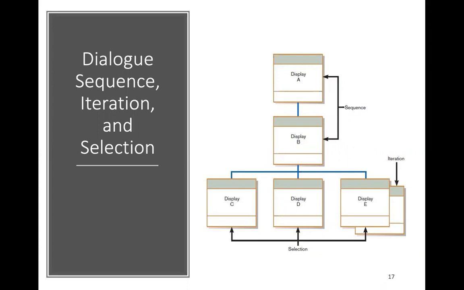So sequence is just a sequence of displays, right? When you move from one to the next, from display A into display B. Selection is when you select one display over another. So when you get to display B, you can select display C, display D, or display E. So when you select one display over another, that is selection. And then iteration is the repeated use of one display. So let's say you went A to B to E, and then on E you had to enter a lot of data time and time again. You would go through this iterative process of using display E.